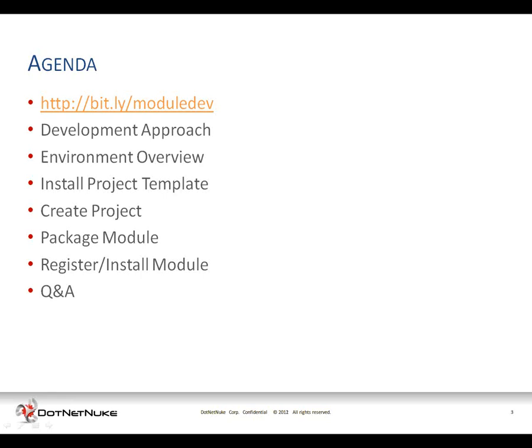Question here says, are modules we will be creating today backward compatible with .NET version 5.6? In the environment that we have set up right now, no. These modules would only work in .NET 6.1.5 or later versions of DNN. If you want to develop against older versions, you'd have to set up an older environment.